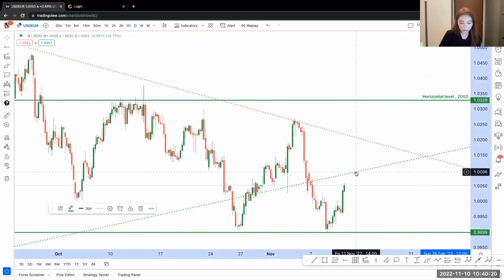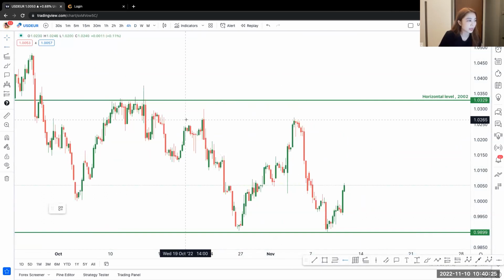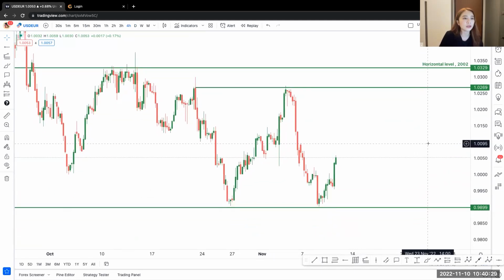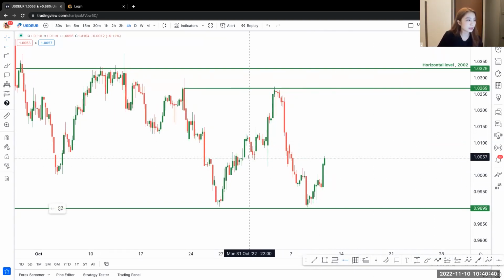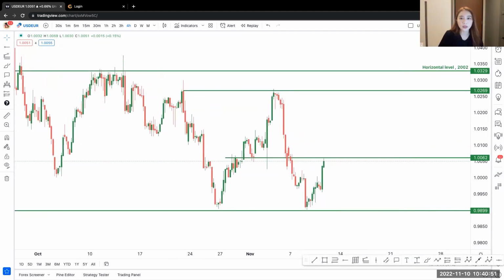Okay, so for 4 hours, let me just remove this trend line, and there's something very specific that we can look at. You can see that price is moving up and down in between 1.0269 and 0.9899. All right, so we are looking at these two prices, and there's no particular trend in this case. However, there is a support turn resistance line at 1.0062.